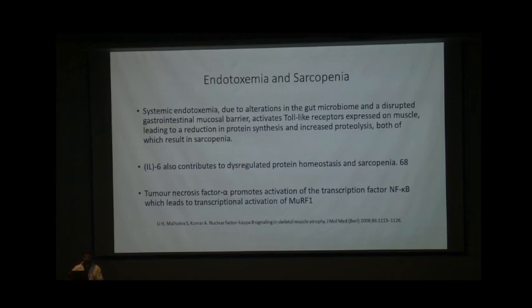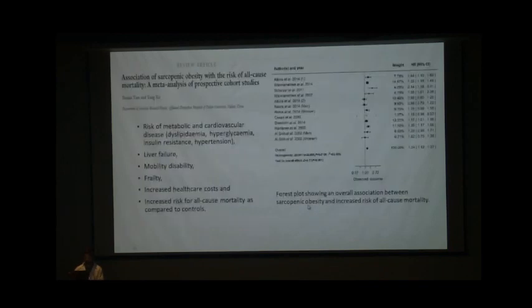Endotoxinemia, in the form of increased inflammatory mediators such as IL-6 or TNF alpha, suppresses protein synthesis, leading to sarcopenia. TNF alpha also promotes activation of nuclear factor and muscle ring finger motif, which leads to decreased protein synthesis.